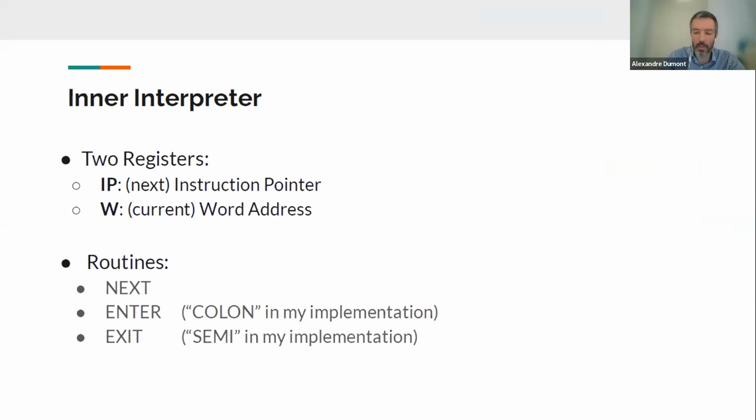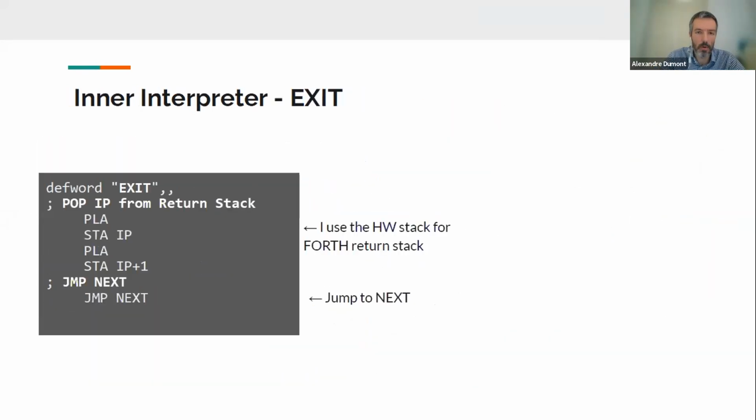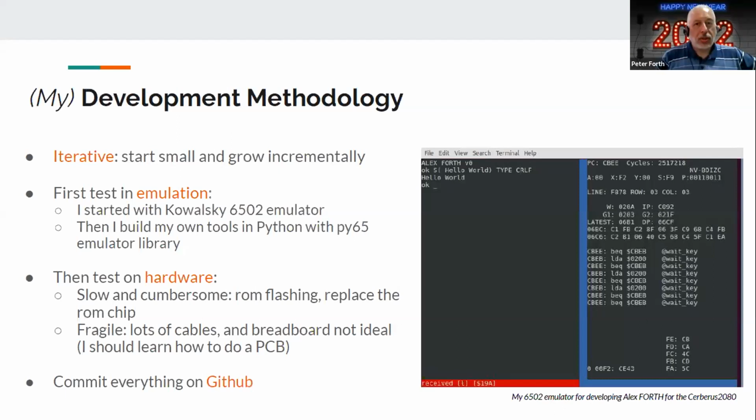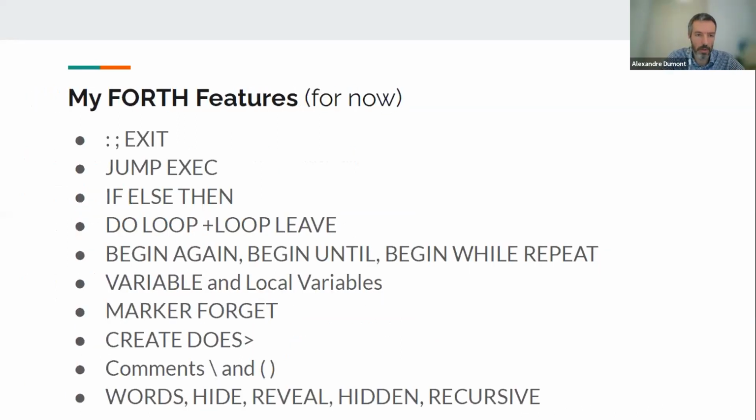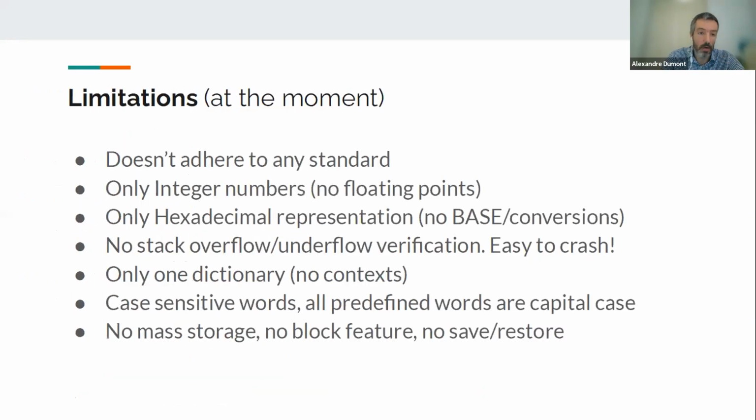Okay, so I will skip the interpreter because it's quite some content, and I think it's not really relevant. I will show it running. I will skip the development methodology, the features, what I have right now. I have some defining words, I have the hidden, reveal words. I can do recursive loops, and there are a lot of things that don't work right now. It doesn't adhere to any standard, only integer numbers, only hexadecimal representation, so no decimal.